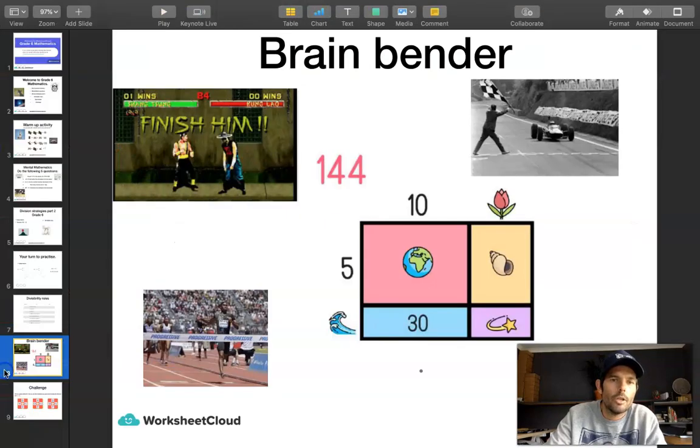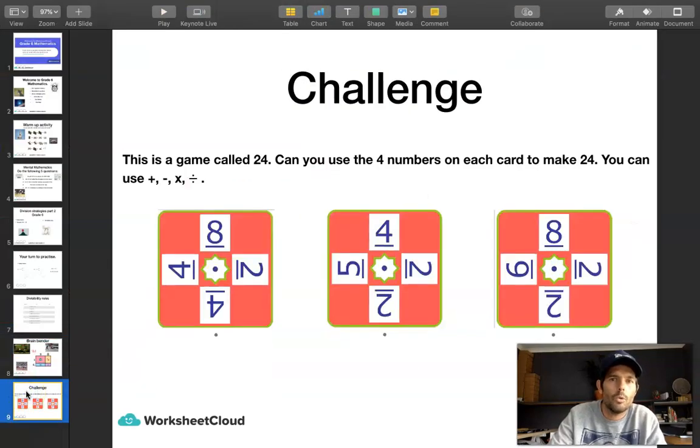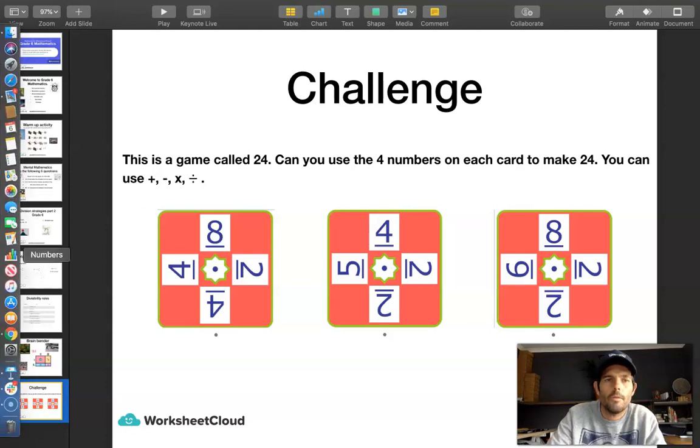The last challenge that I have for you is a little game called 24. What you need to do is use all 4 numbers on that one tile. You need to use add, subtract, multiply, divide, or a combination of them. You can use all of them, one, 2, or 3 of them, but you need to come up with the answer of 24.